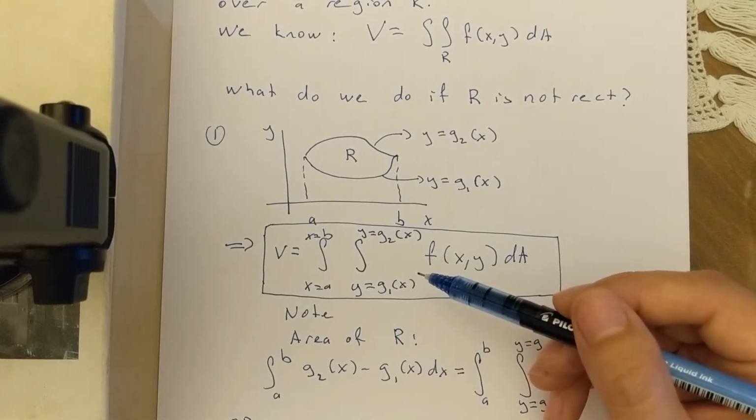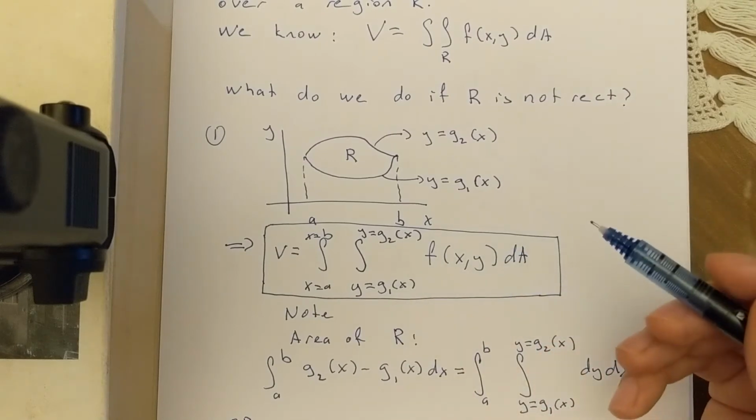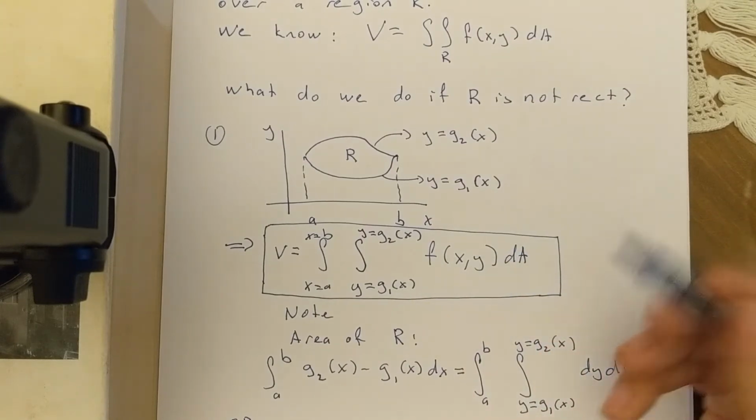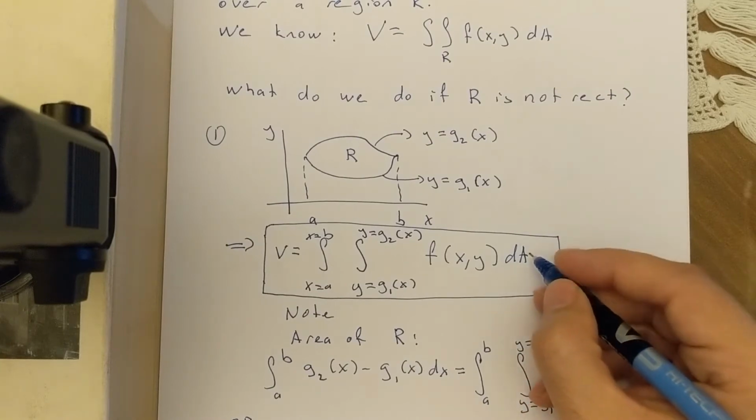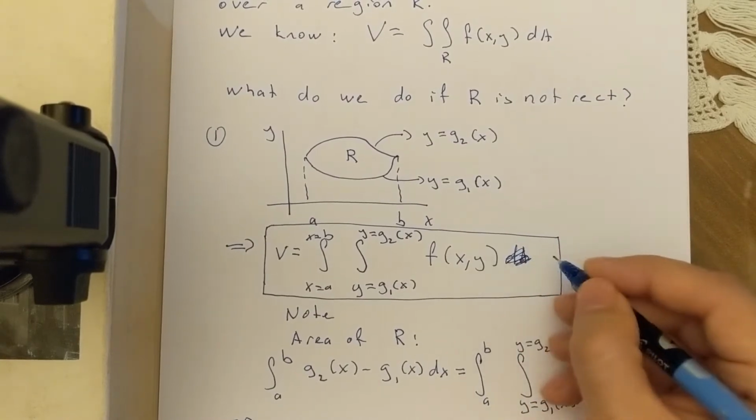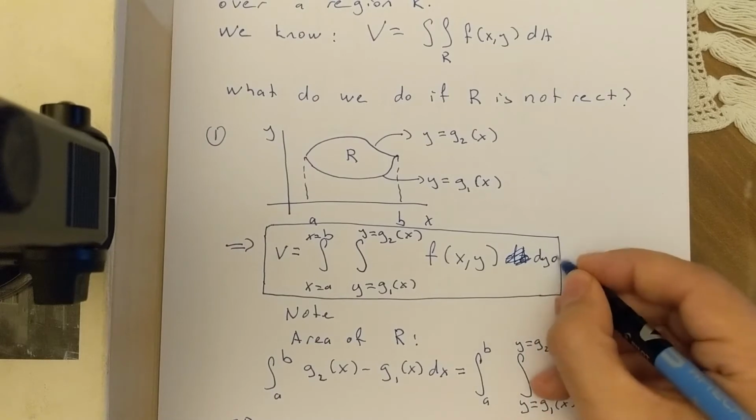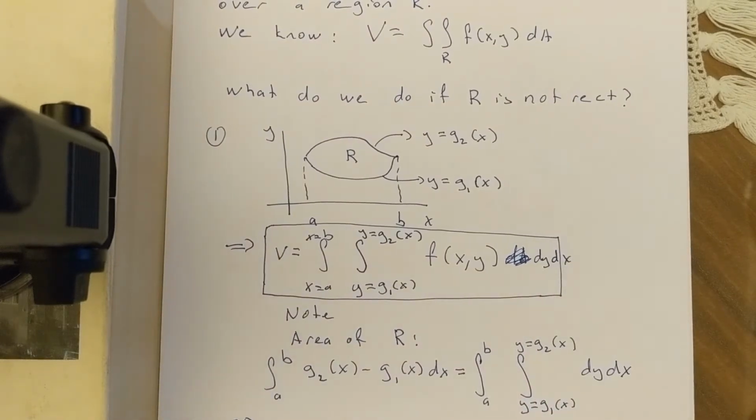Then I can say that the integral is again, oops, sorry, I messed this up. This is not dA anymore. This is dy dx. My bad, guys. Okay, the second one is correct.